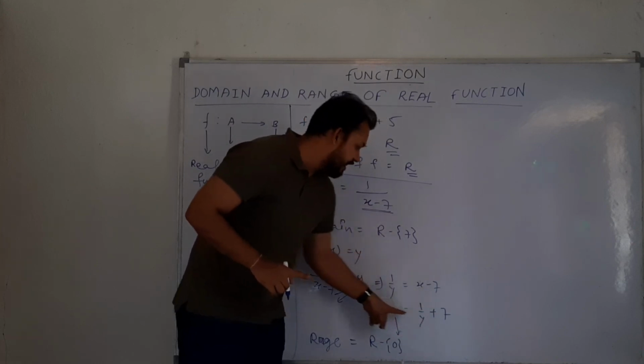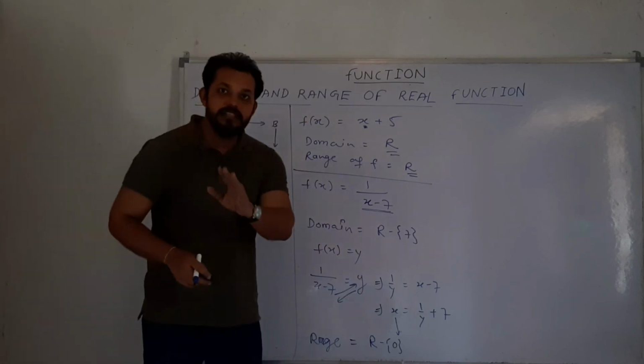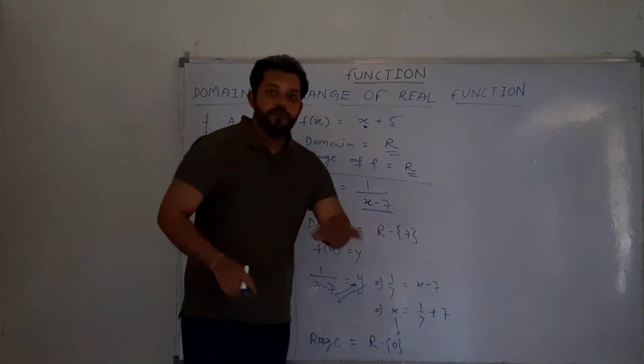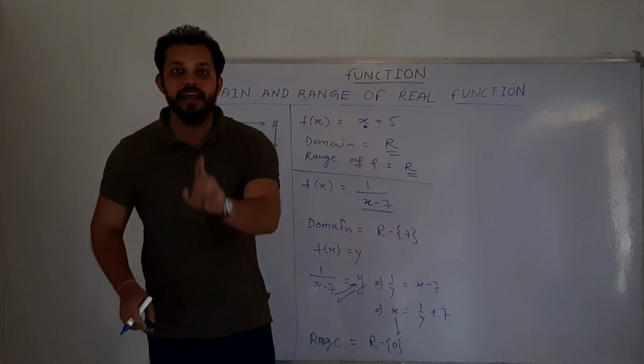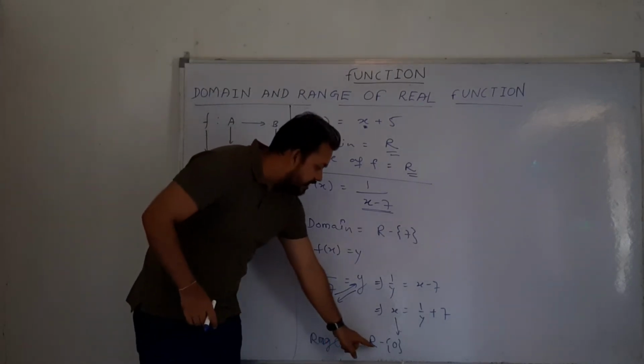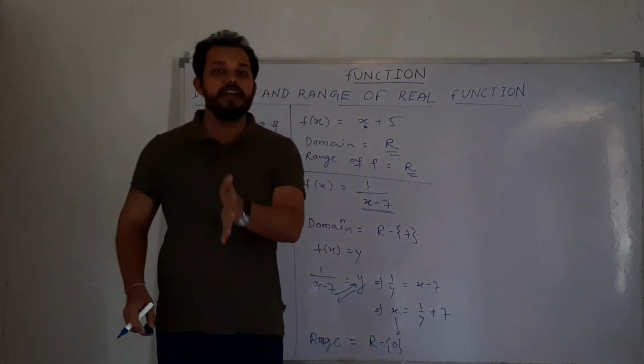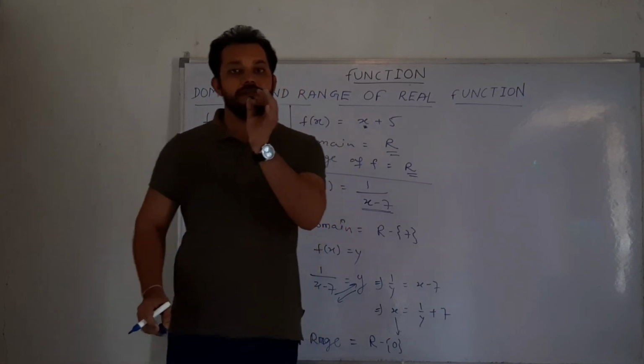If this is not defined, then x is also not defined. Hence x is defined for all the values of y except 0. Hence its range is R minus 0. This is how we find the domain and range of a real function.